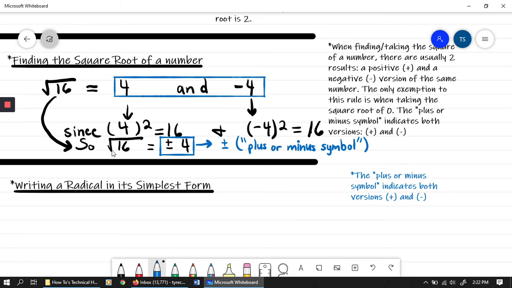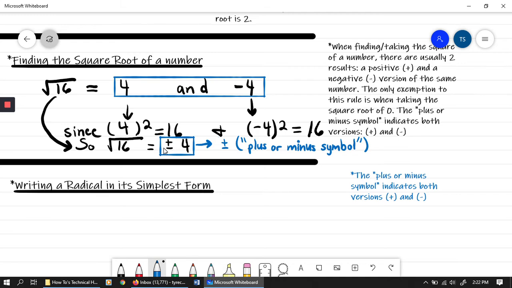Again, one way you can write that out, instead of writing both numbers, positive 4 and negative 4, is to use the plus or minus symbol. So you see here, I've got written, the square root of 16 equals plus or minus 4. That plus or minus symbol indicates both versions.